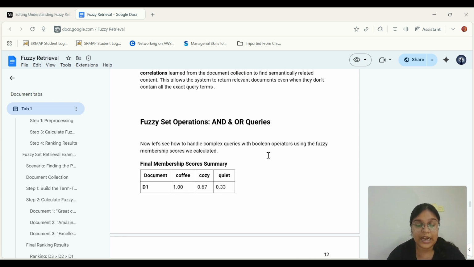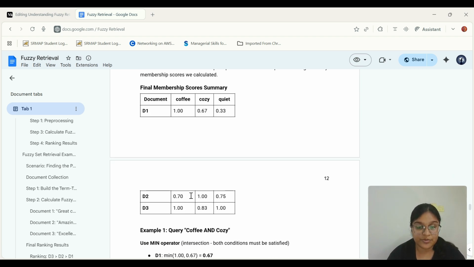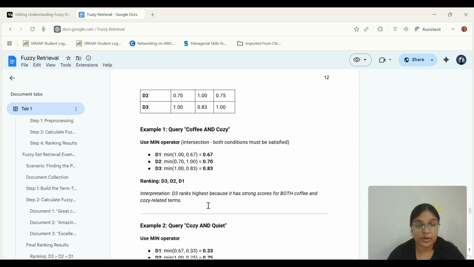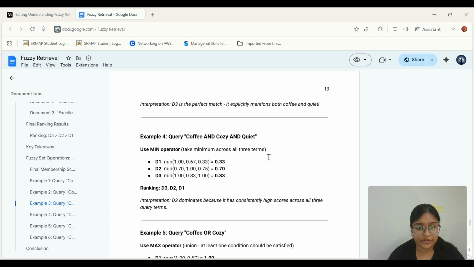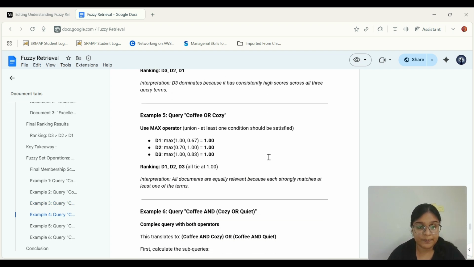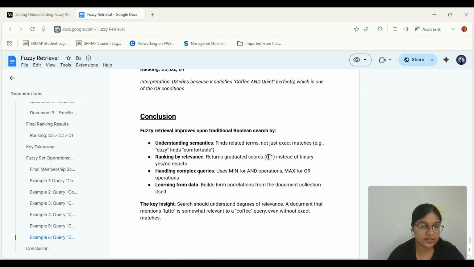Now we can perform our AND/OR queries with the final membership scores which we have got. So these were our final membership scores after ranking the documents. So if we want to find that in our query, coffee and cozy are present, we can just use the min operator which we saw at the first, that whenever we are taking a min, we use the min value, right? So minimum of these is 0.67, so D2 is 0.70, then we rank it. So similarly you can find different boolean values for different queries using the same operator. So that is all about our fuzzy boolean approaches.